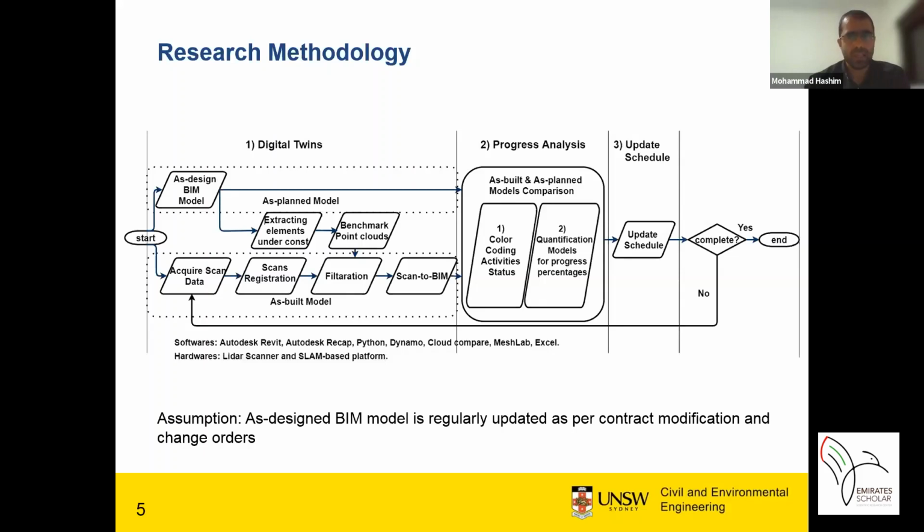In the second stage, we indicate the progress of work in 2 steps. First, we apply the color codes for those activities, and later we take the volumes of the material, and as per those volumes, we calculate the progress percentages. In the third stage, that progress percentage will be used for updating the schedule, which is not covered in this research, and we are going to focus on it later.